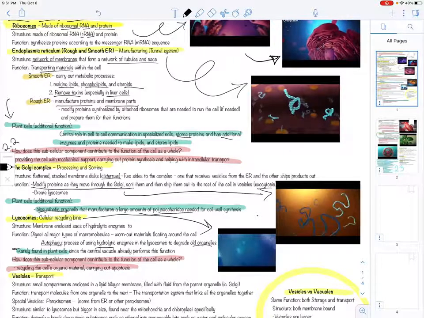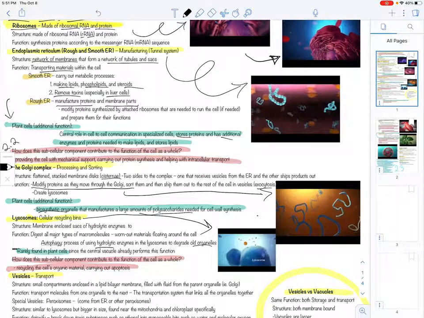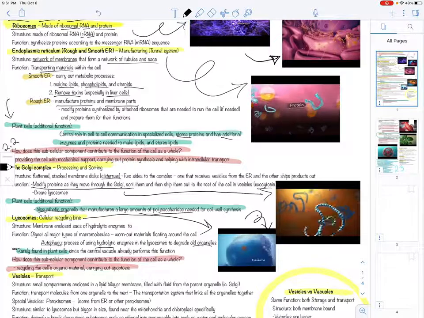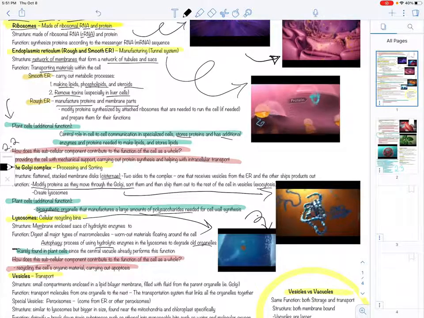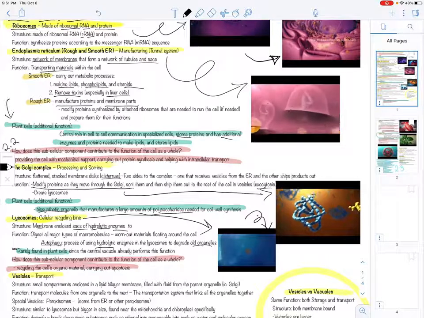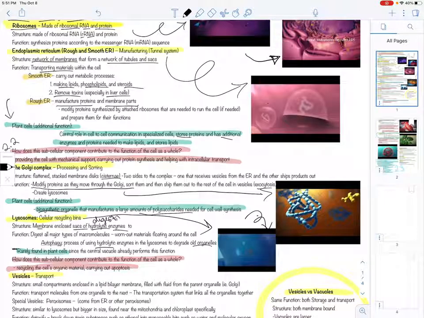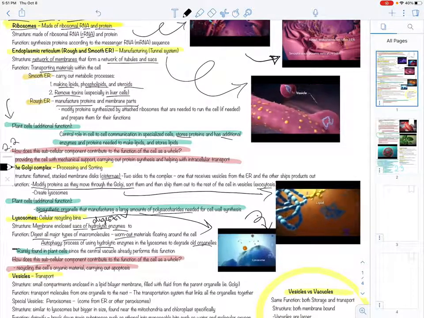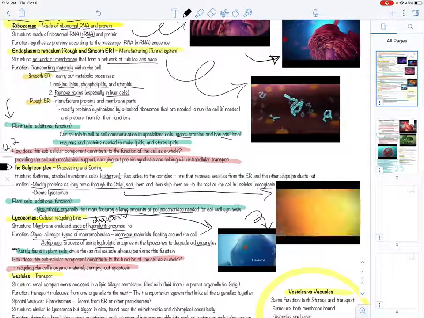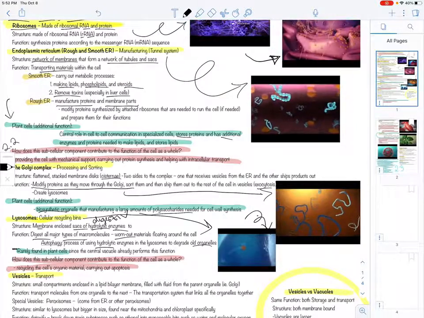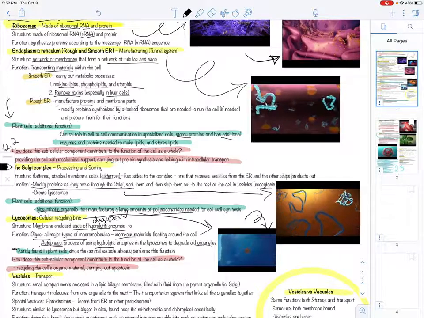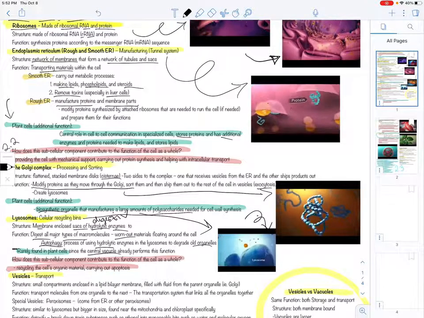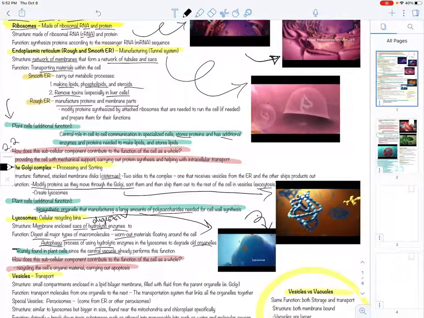Now, the Golgi complex is also in charge of creating lysosomes. So these are your recycling bins, the cellular recycling bins. Their structure, they are membrane enclosed sacs of hydrolytic enzymes. These are your digestive. Their function is to digest all major types of macromolecules as well as any worn out materials that may be floating around the cell. The process that our lysosomes are using to degrade old organelles is known as autophagy. Now, lysosomes are rarely found in plant cells because in plant cells, the central vacuole already performs that function.